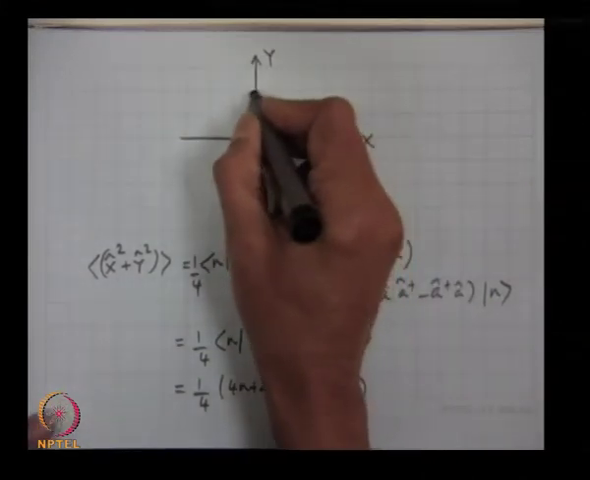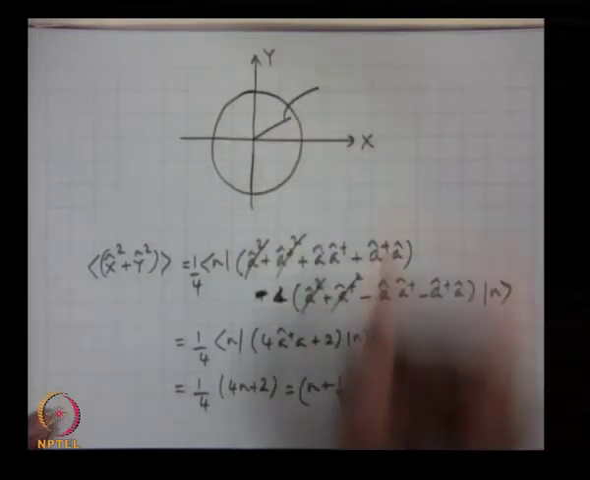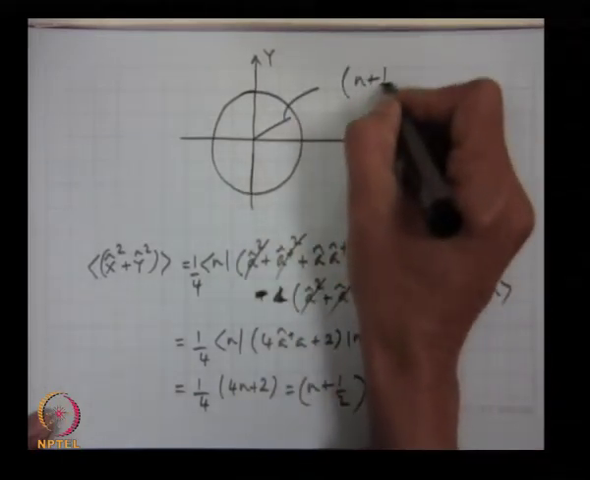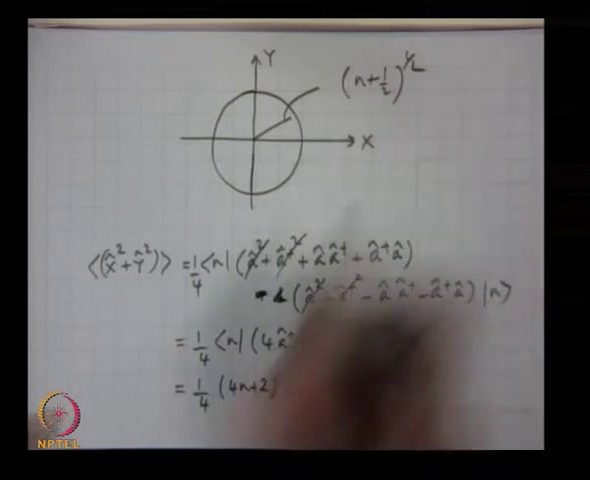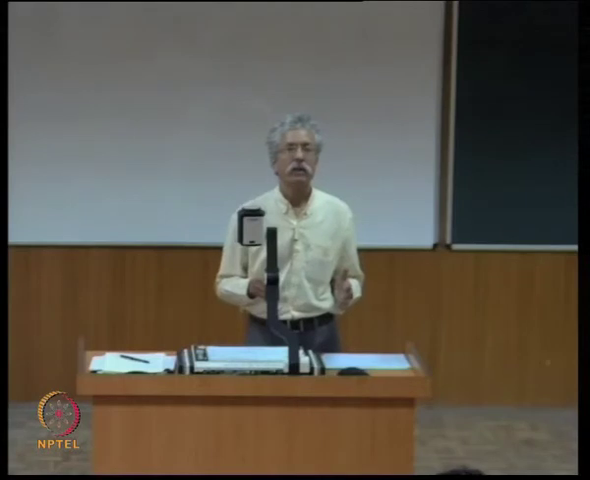The value of x and y which I will get will lie on a circle of radius square root of this. So if you prepare an ensemble of identical states in the nth state, and each one measures the value of x square plus y square, all of them will get n plus half.